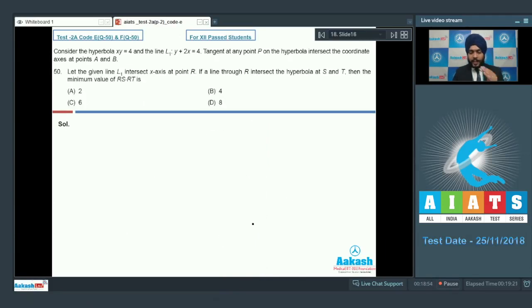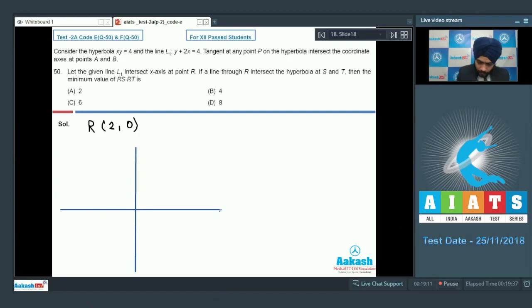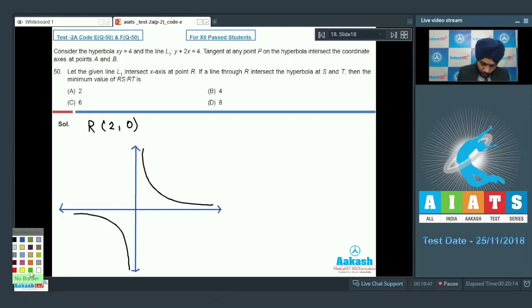Question number 50 says that the given line L1 intersects the x-axis at point R. So point R is (2, 0). If the line through R intersects the hyperbola at S and T, then find the maximum value of RS into RT. So students, drawing this particular diagram, xy equals 4 is a hyperbola which is having the coordinate axes as the asymptotes, x-axis, y-axis. Point (2, 0) is over here.